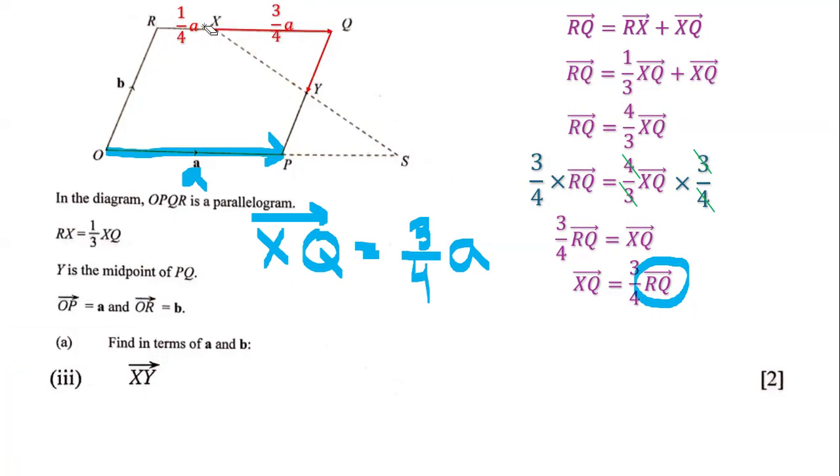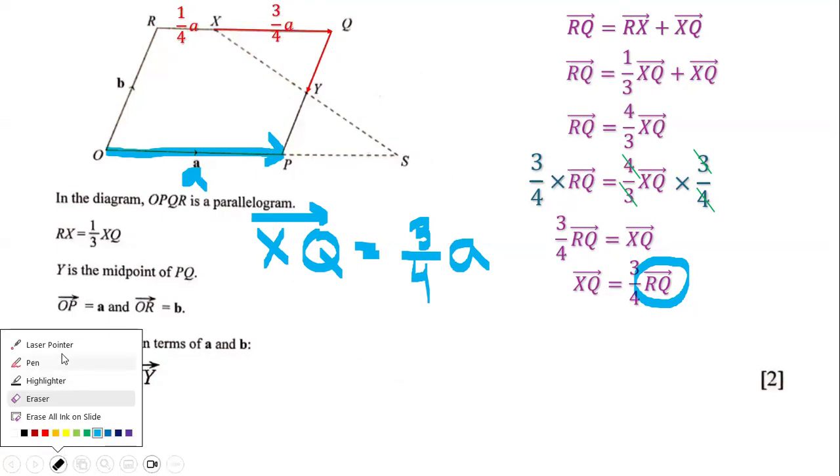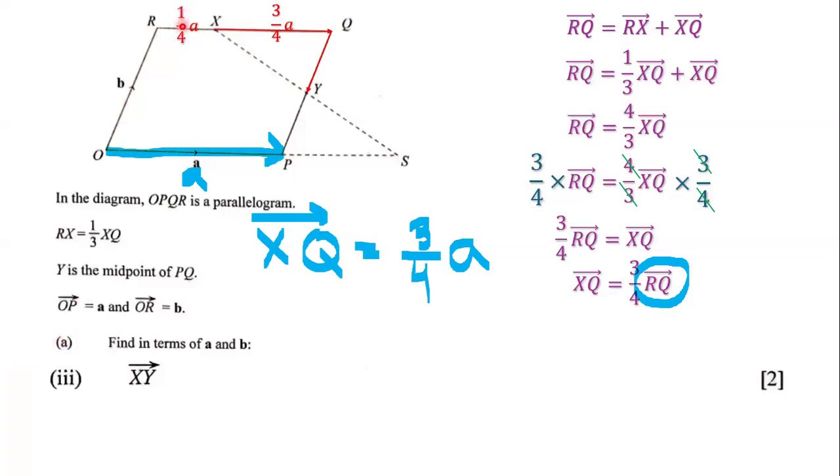And then RQ is equal to 1 over 4 A, because the whole thing is A. So if this thing is 3 over 4 A, then the other remaining portion is just going to be 1 over 4 A. Because if you add these two together, it gives you a whole. So if this side is 3 over 4 A, then RQ is just going to be 1 over 4 A. Okay, so now that we have what XQ is, let us answer our question.